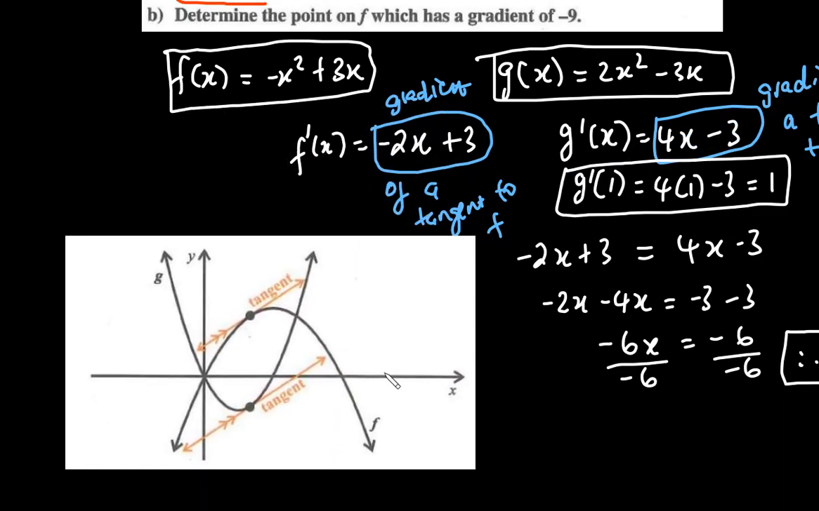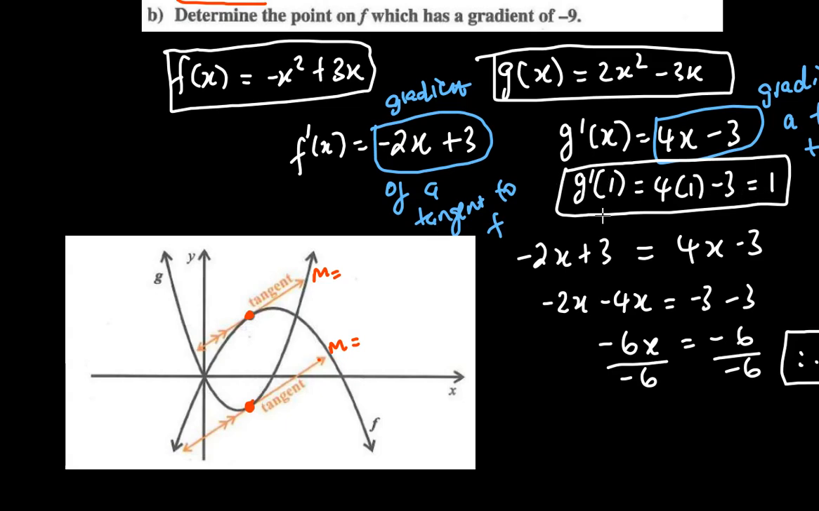As you can see here, this is the graph of f, and then we have the graph of g here. Now the tangent to g is here, and here is the tangent to f. Since these two lines are parallel, they both have the same gradient, and we calculated that gradient.